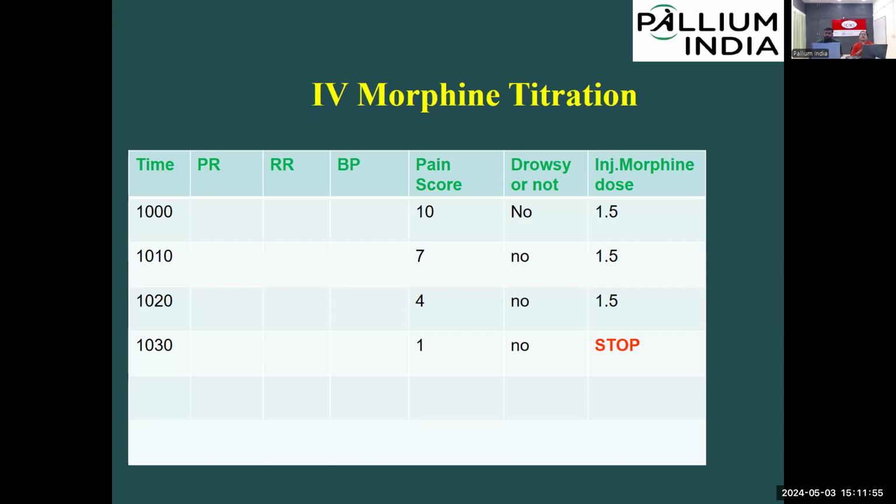So now we know that we have done the morphine titration, and our patient who was on 10 on 10 pain, the pain score has come down to 1 by 10. But now we want to send this patient home. What do we do? We cannot send the patient home on IV morphine. So what else can we do? Any idea? Anybody wants to respond?